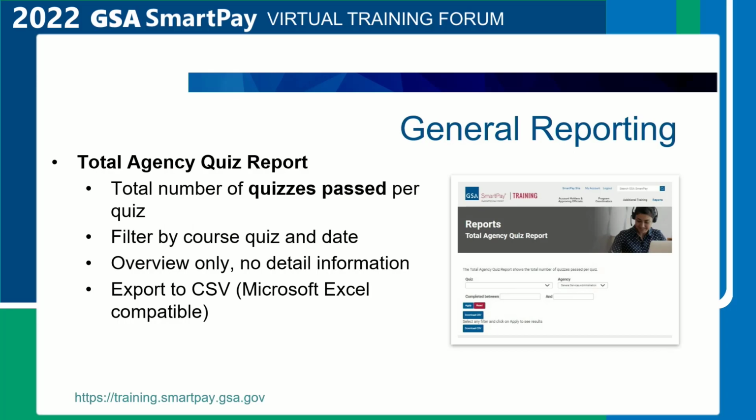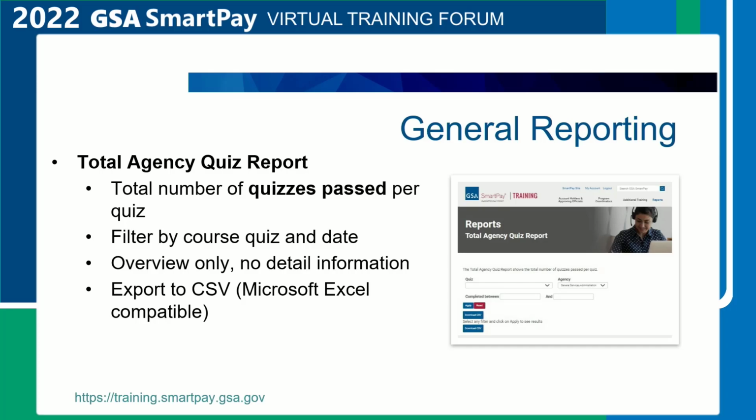The total agency quiz report shows the total number of quizzes successfully passed per quiz for your agency. The initial results you'll see are for all quizzes going back to 2011. You can choose to filter on a specific course, quiz, or time frame. This also provides general information.